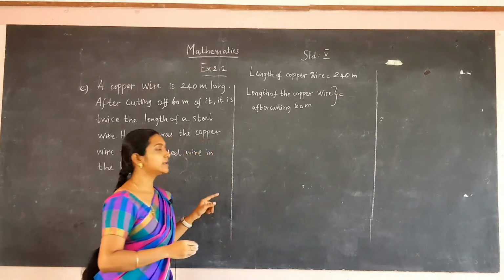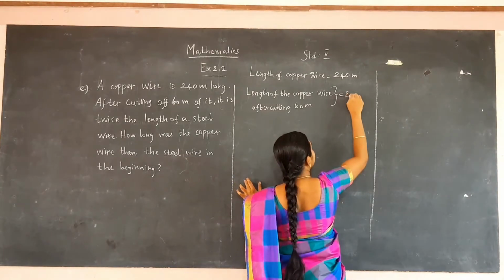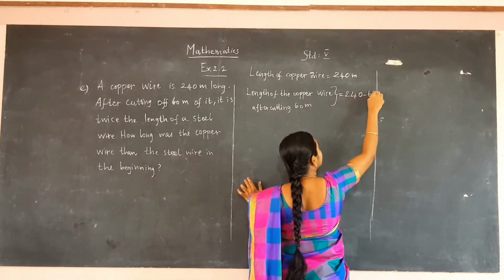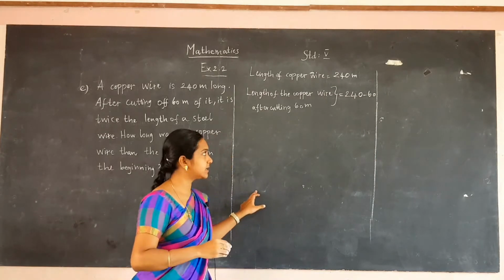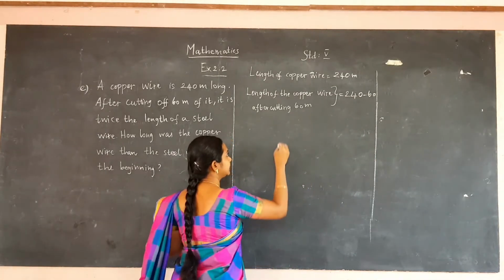The copper wire that is 240 meter is cut off. It is cut off 60 meter. So we have to subtract 60 from 240.